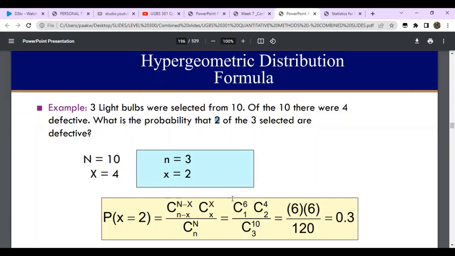So 10 minus 4 will give us what? 6. Then small n minus x. So 3 minus 2 also gives us 1. So we have combination 6, 1. Times combination x, big X is what? 4. Then superscript 2, that's the small x here. All over C, that's the combination big N and small n. Big N is what? 10, small n is what? 3. I know by now you know how to punch this combination on the calculator.